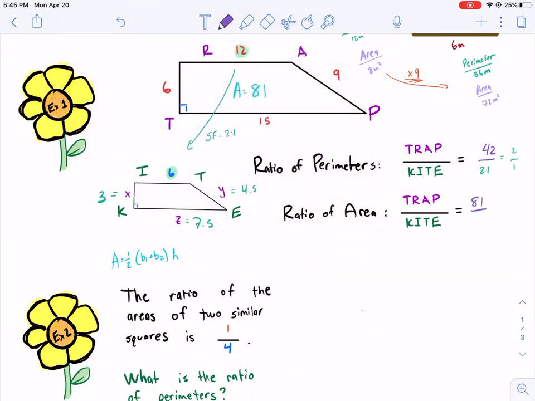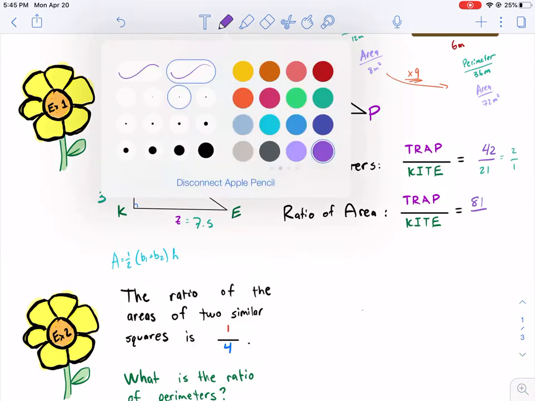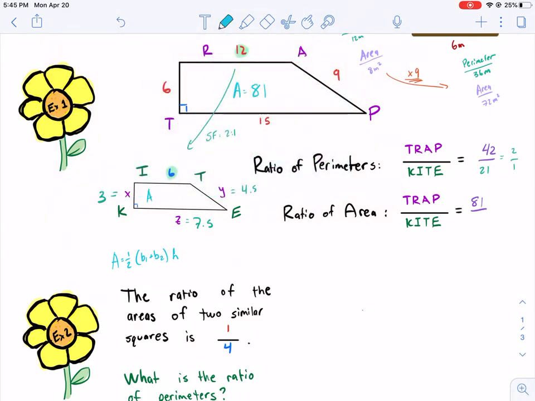Now let's find the area of the other trapezoid. So the area equals the two bases added together, 7.5 plus 6, times 3 divided by 2. What do we get? We get 20.25. Let me write that in green, stay consistent, 20.25.